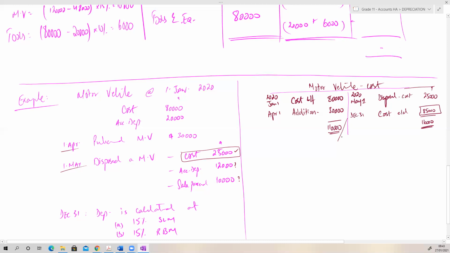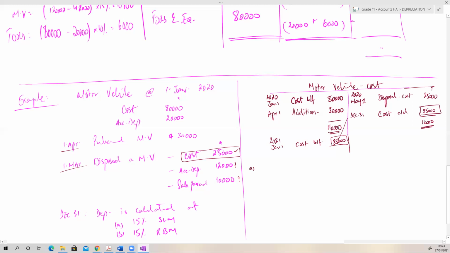85,000. So 2021, January 1, cost brought forward 85,000. So this is the cost account that will remain unchanged. Right. Okay.